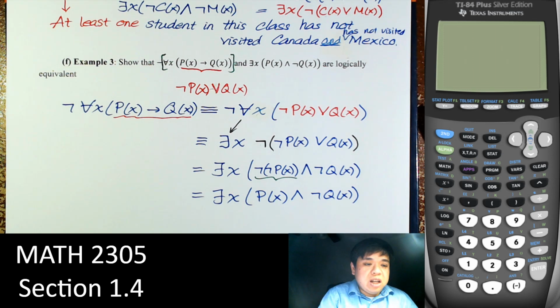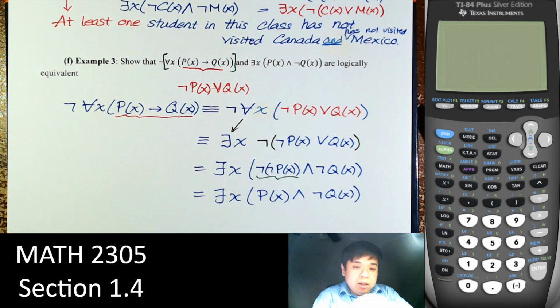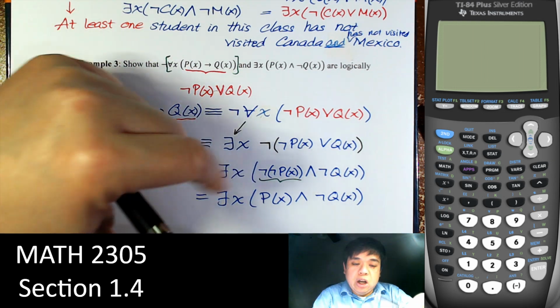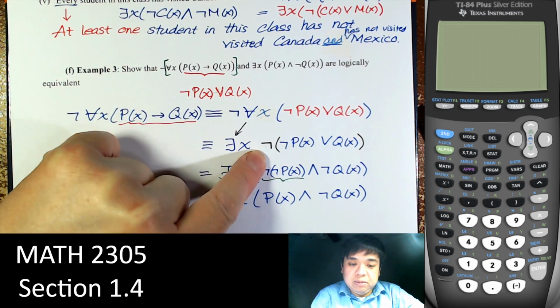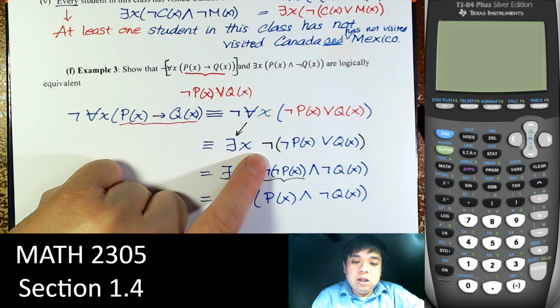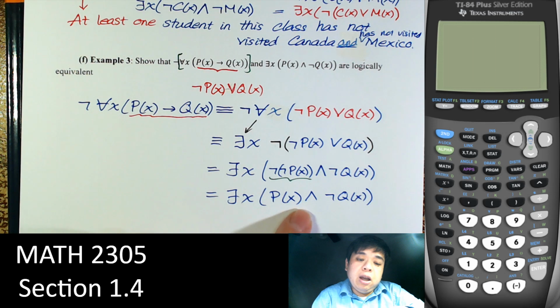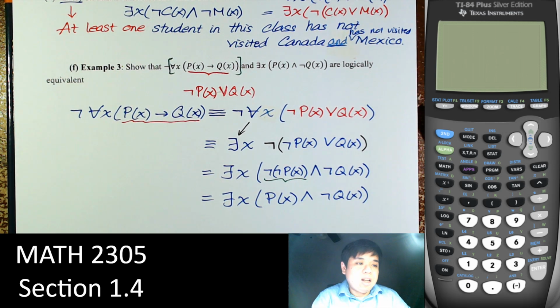So step by step, first replace the conditional by that. Then interchange the quantifiers and negate the statement. To negate the statement, we use De Morgan's law, changing the sign of conjunction and disjunction. And then the negation of a negation is the statement itself. So that's what we have.